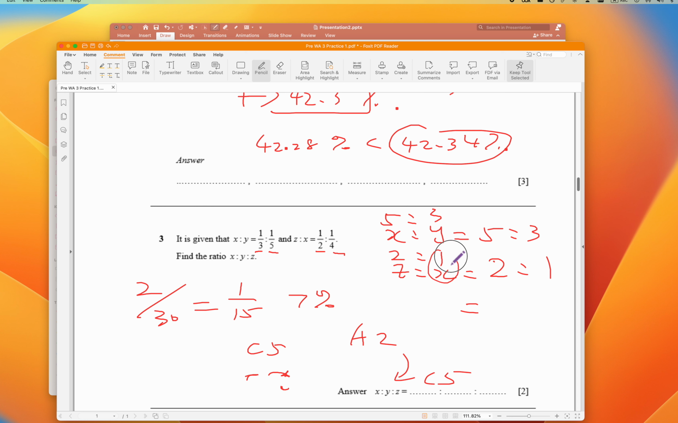Can you see that? This one and this one? So you just times 5 here. If you times 5 here, this is 10, right? So just do it accordingly. So they want what? Remember x, y, z. Sometimes they can be pattern x, y, z, sometimes pattern x, z, y. Read the question, read the question. So x is what? x is 5. y is 3. z is 10.